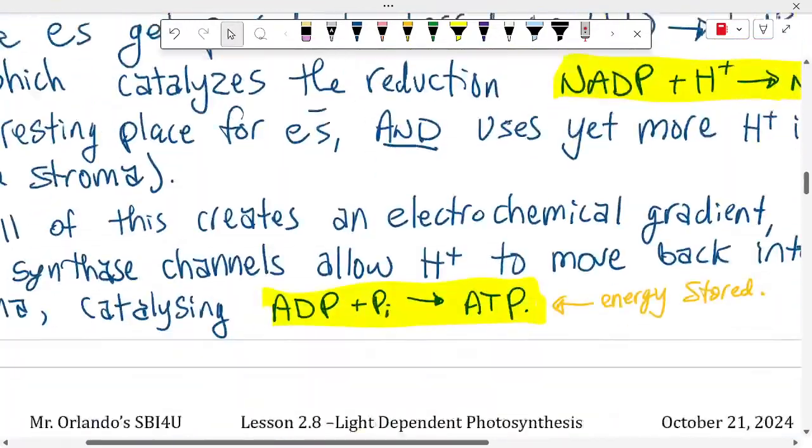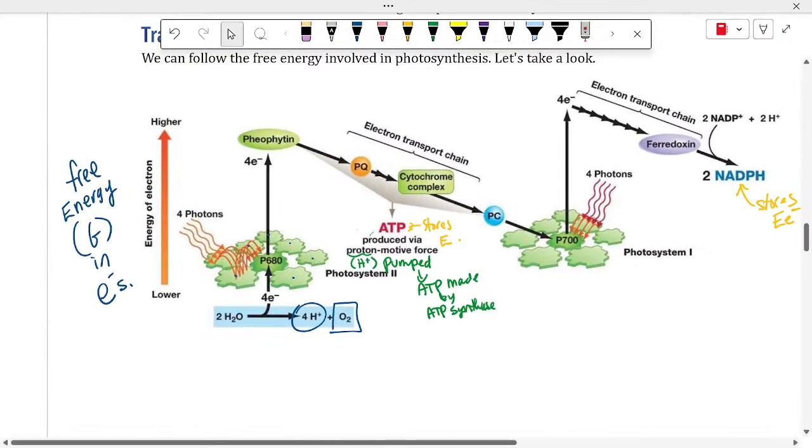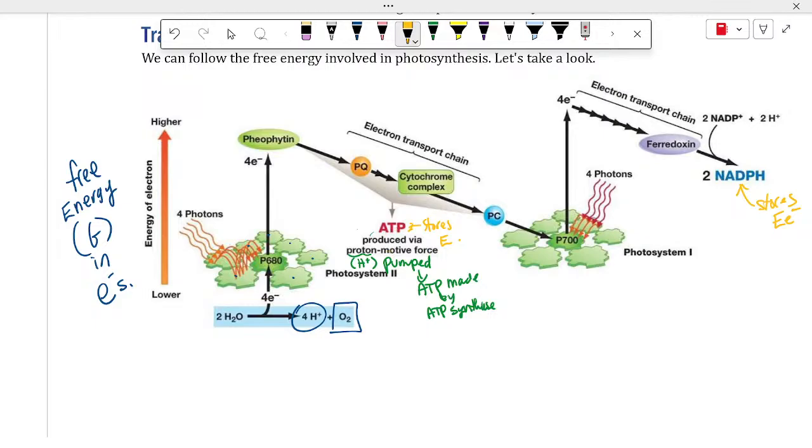You're absolutely right that what it really does is pump the H plus ions, and those H plus ions are used to make ATP by ATP synthase, which is this silly looking thing here. Well, the ATP isn't made as part of the electron transport chain, which is why it's not really shown on here directly. It's shown as something else.